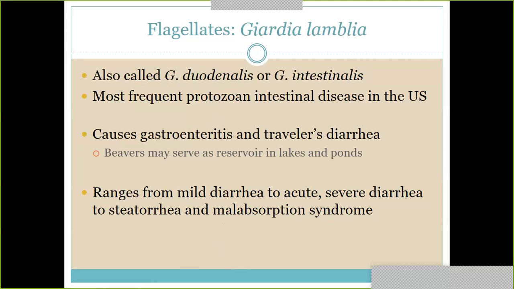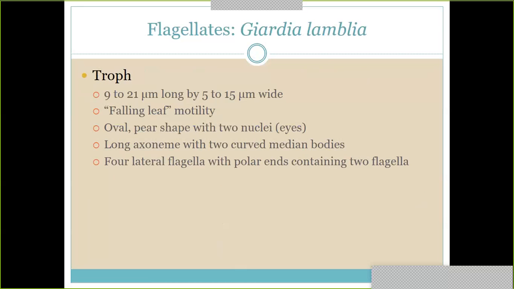And it causes gastroenteritis and traveler's diarrhea. So from that contaminated water. So if you go somewhere and drink contaminated water, that's where you get it. All right. The trophozoite stage is going to be an oval pear shape with two nuclei.